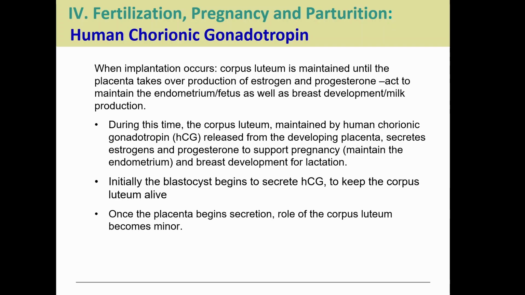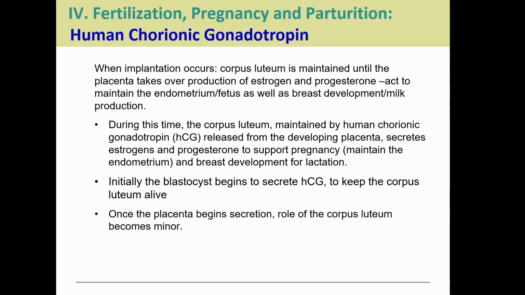Until the placenta takes over, the corpus luteum will stay a lot longer, until the placenta is developed enough to produce its own estrogen and progesterone to maintain that inner lining and the fetus, as well as to help with the changes in breast development and milk production. During this time, the corpus luteum is going to be maintained by what's called human chorionic gonadotropin.